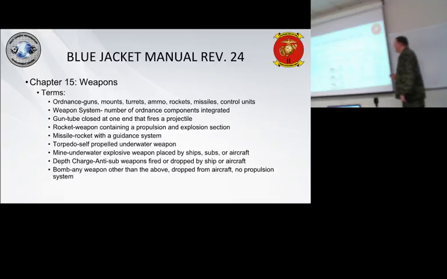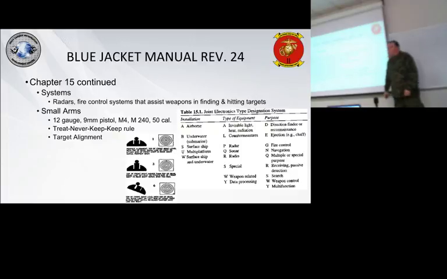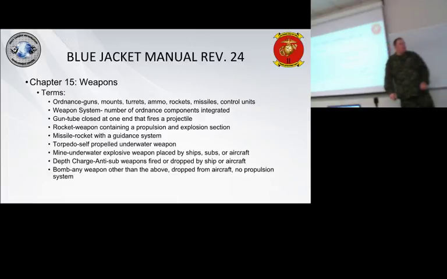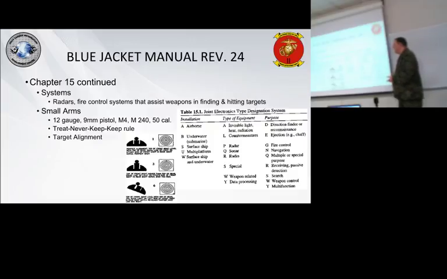All right, what are the small arm weapons that we use in the Navy right now? M9. M4. What's the M14? Yeah, right. Rifle, use it for drill. What else? 12 gauge shotgun. 240. You got the 240 and the 50 cal. Okay, so I would memorize that. I could see that being a possible question.